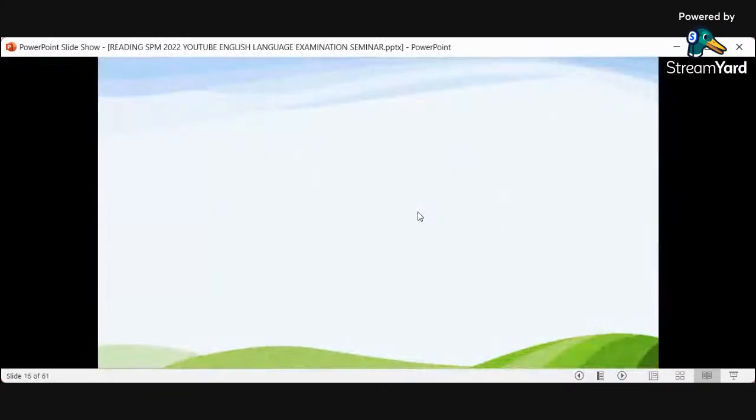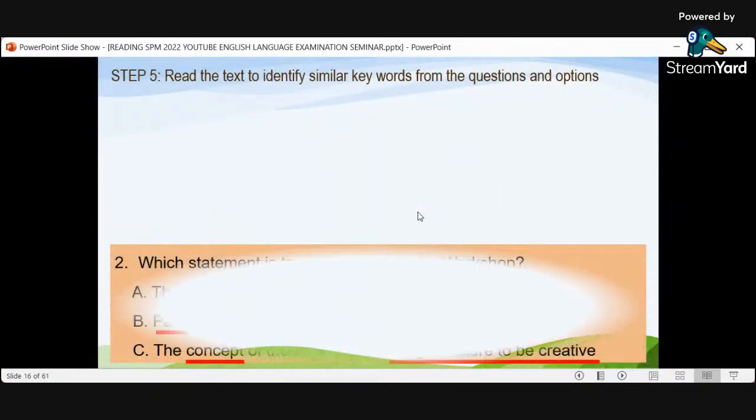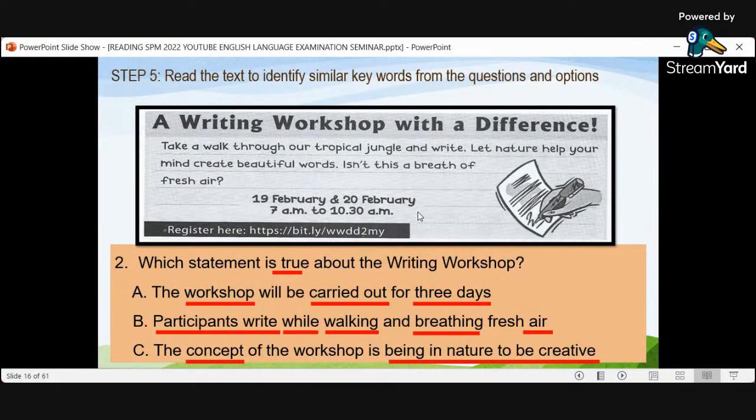Now I read the text, which is the advertisement. "A writing workshop with a difference." So what is true? "Walk through our tropical jungle and write." So you walk through the tropical jungle to write. "Let nature help your mind create beautiful words. Isn't this a breath of fresh air?" And they gave the date, 19 and 20. I already know 19 and 20 is 2 days.